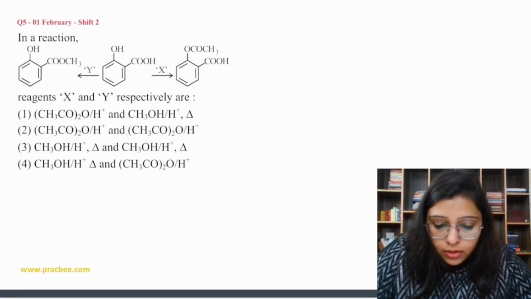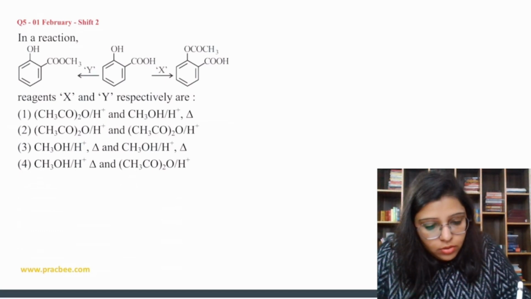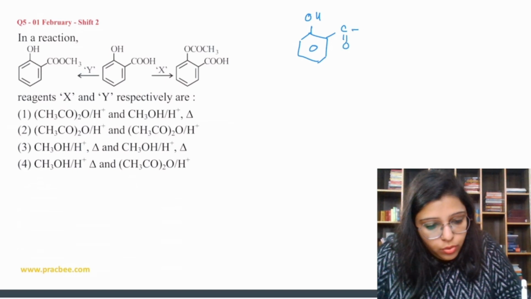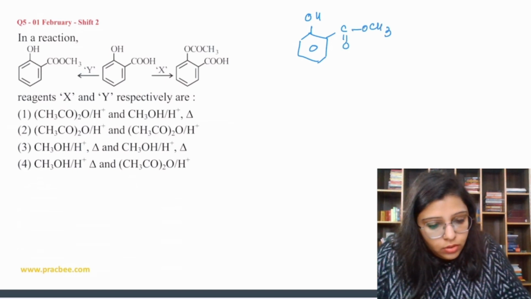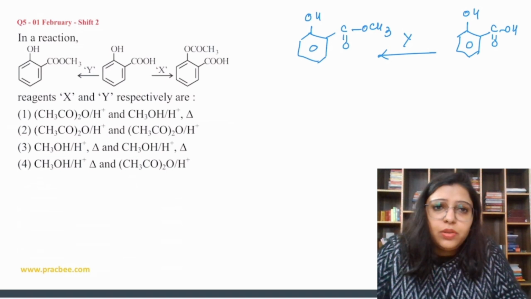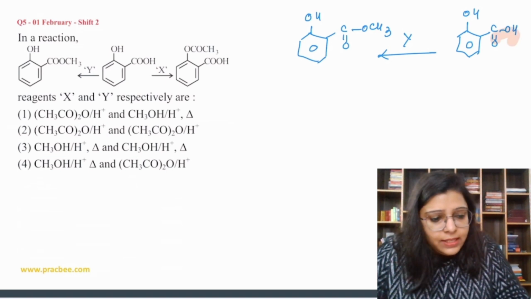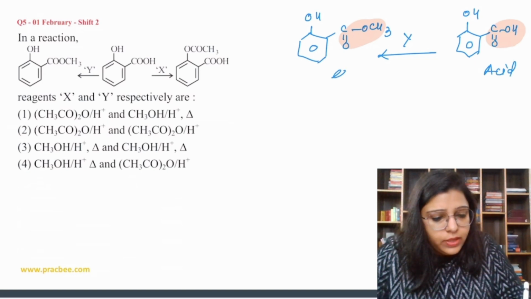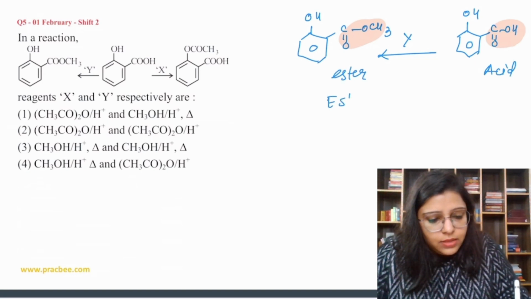The question says in a reaction we have this: OH, C double bond O, OCH3. We get this from OH and C double bond OH. What is this process? Acid is converted to ester. So this is going to be esterification.